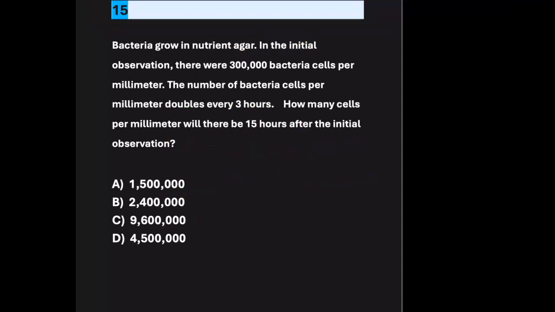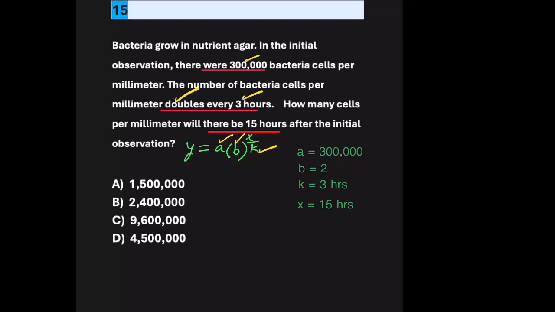The number of initial bacteria cells is 300,000. And that number doubles every 3 hours. How many cells are going to be there after 15 hours? So we're going to be using this formula. A is the initial number of the bacteria cells, which is 300,000. The number of bacteria doubles, or increases by a factor of 2. So that factor of 2 is represented by B. The bacteria cells double every k hours. So K represents the 3 hours and X represents the 15 hours.